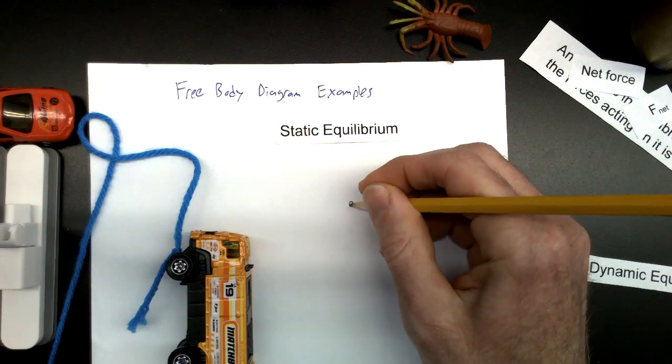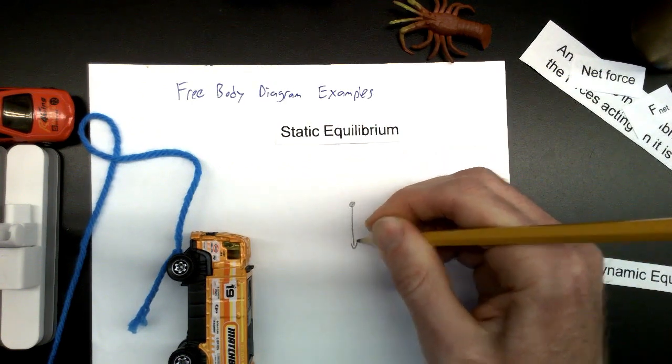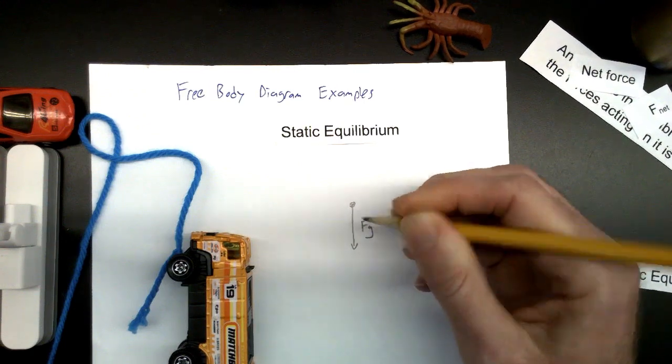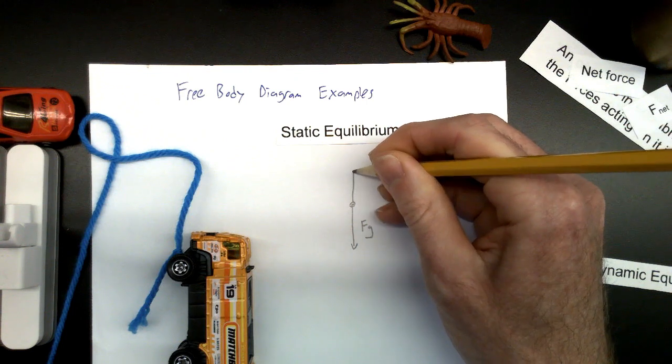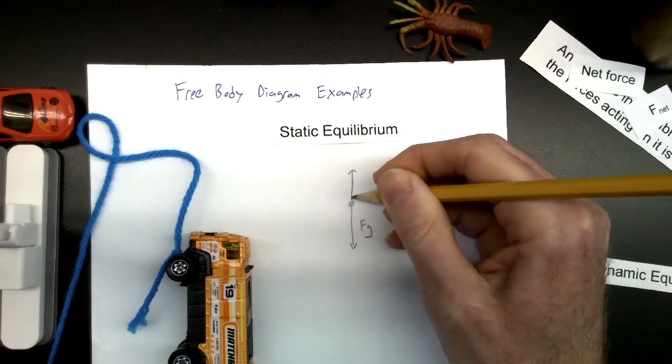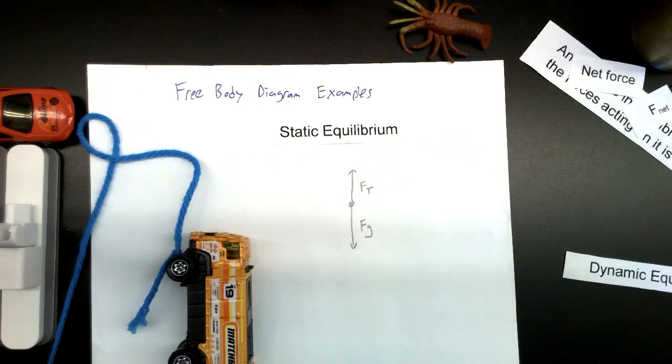So I just draw my truck as a dot, and I draw gravity going down like that. And I've also got a rope attached to the truck. So now I've got a tension force going up. I'm going to try to pay attention and make this arrow equal to the length of this arrow. And I've got a force of tension just like that. So there's a truck dangling from a rope.